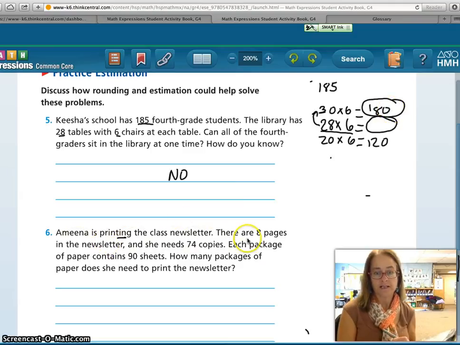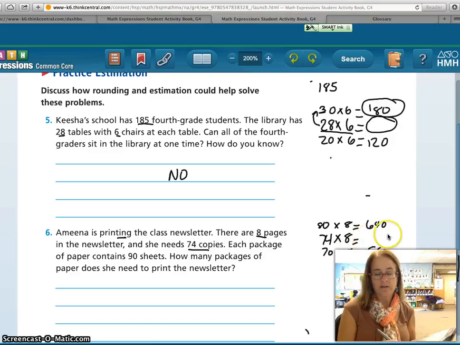Okay, so here's another one that we're going to do. Amina is printing class newsletters, there are 8 pages, and she needs 74 copies. Okay, so 74 copies, 8 pages each. A high estimate for her would be to say that she needed 80 copies with 8 pages, and that would give her 640. A low estimate would be to say that she needed to make 70 copies at each, and that would give her 560.